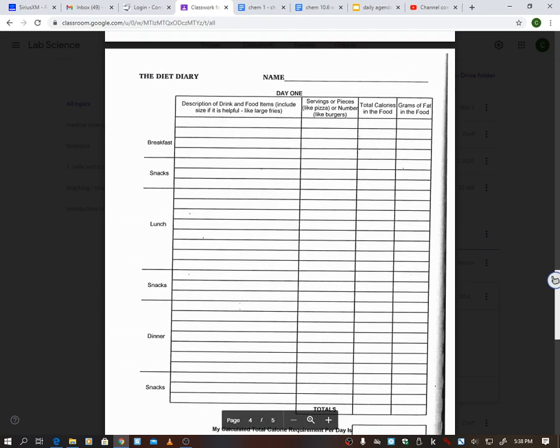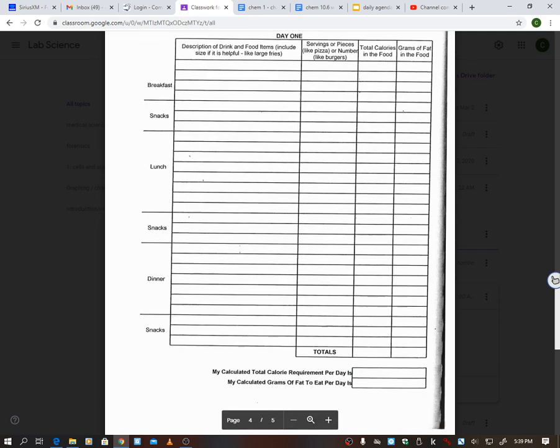You're going to write down all of this, servings or pieces. So if you eat pizza for lunch, tell me if you had 1, 2, 3 slices, what did you have? If you had a cheeseburger, did you just have 1? Now, don't worry about total calories or grams of fat. We can look that up later, unless you ate a candy bar and you can look at the wrapper and put that down, go ahead.